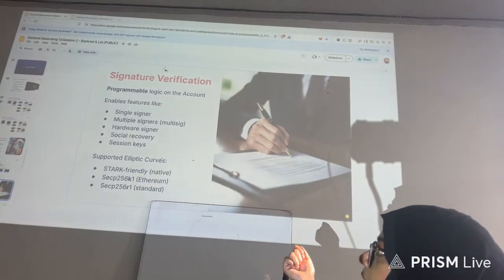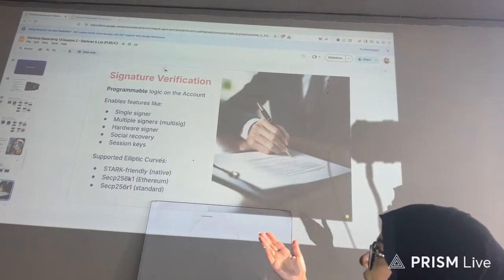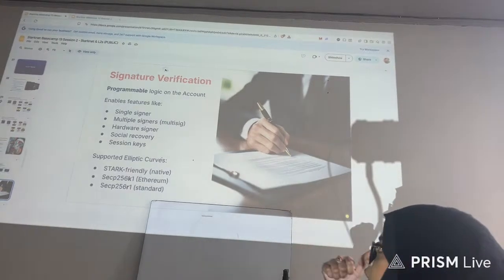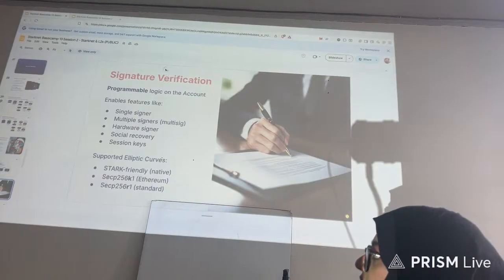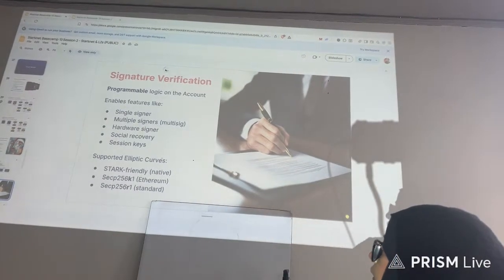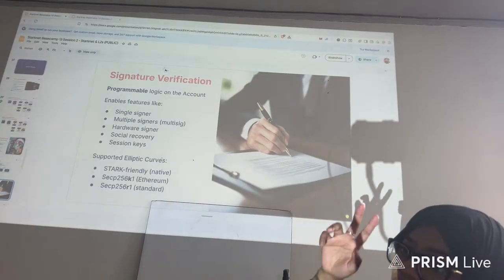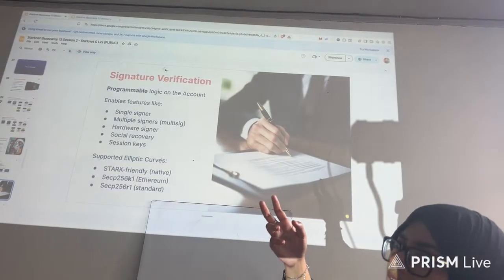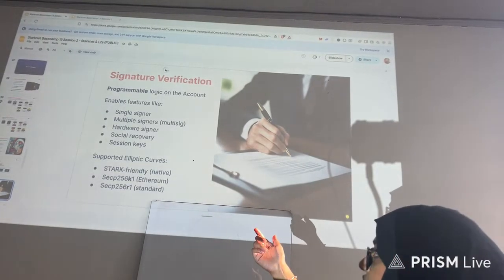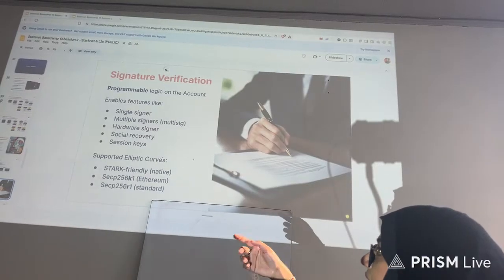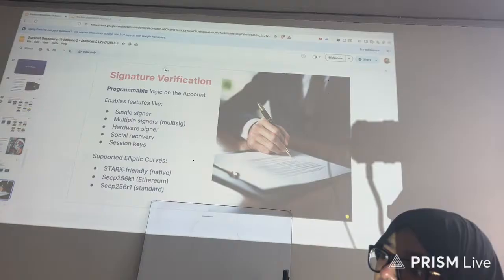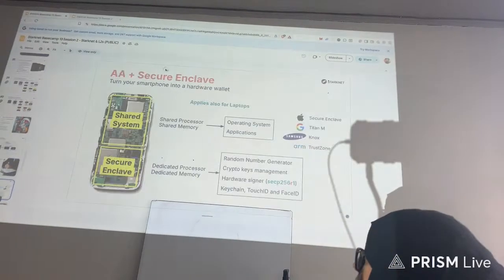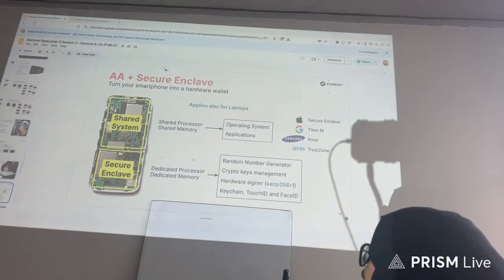Signature verification can happen in multiple ways on a smart wallet, which are single signer, multi-signer, hardware signers, session keys, as well as social recovery. They are supported by a couple of elliptic curves, which we talked about, ECDSAs, right? There are 3 of them: Stark Friendly, SECP256K1 and SECP256R1, depending on the secure enclave that you have.